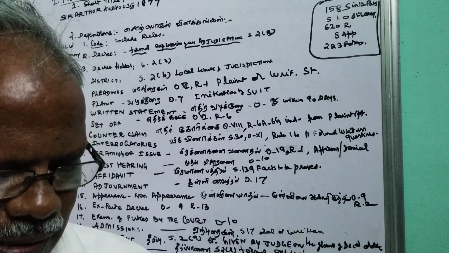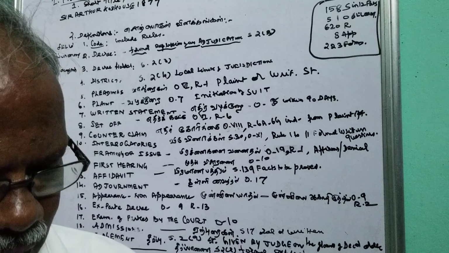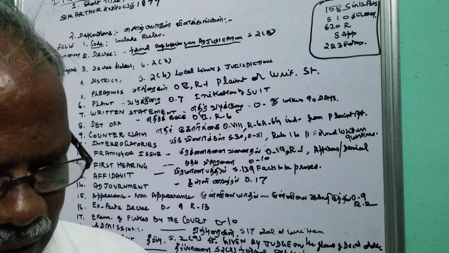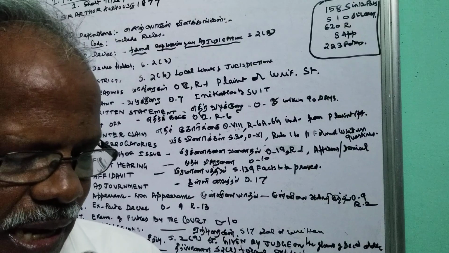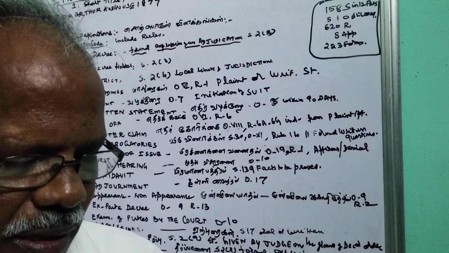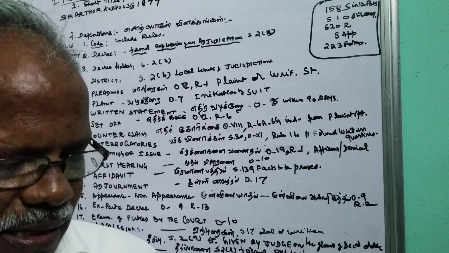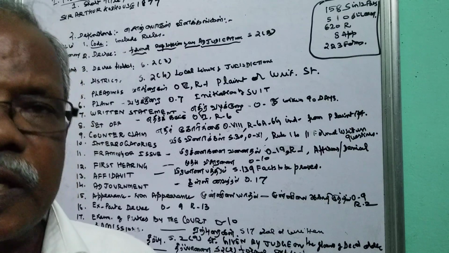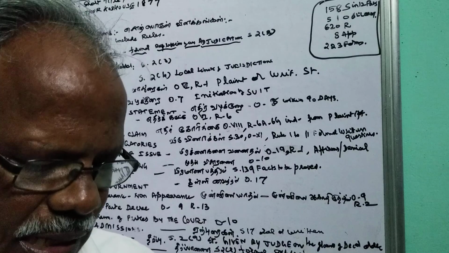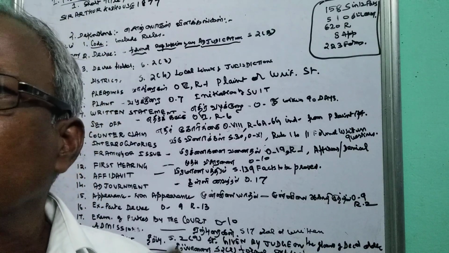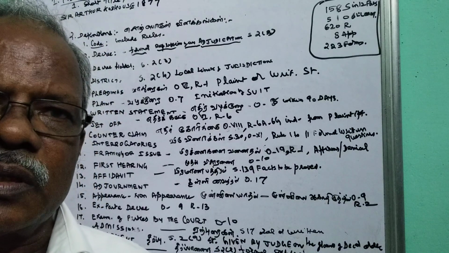Order 19, the examination of witnesses, and affidavits. And order 20, the judgment and decree. Order 21, execution of decrees and orders. So these 21 orders are very important in the Civil Procedure Code.